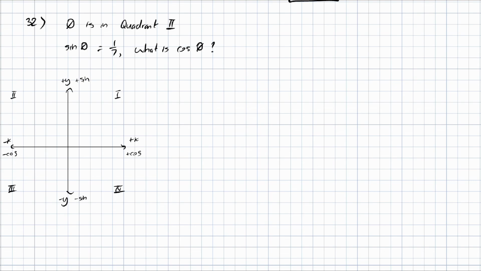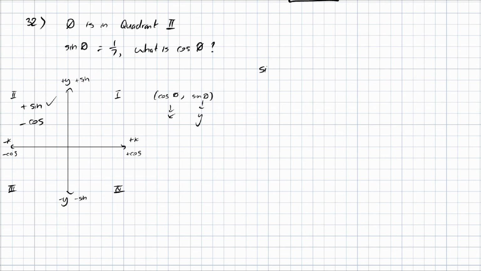In the unit circle, you have cosine theta comma sine theta. So this is your x, this is your y. Quadrant 2 means I have a positive sine and negative cosine. This checks out because sine of theta is a positive 1/7. Now we need to use our identity.